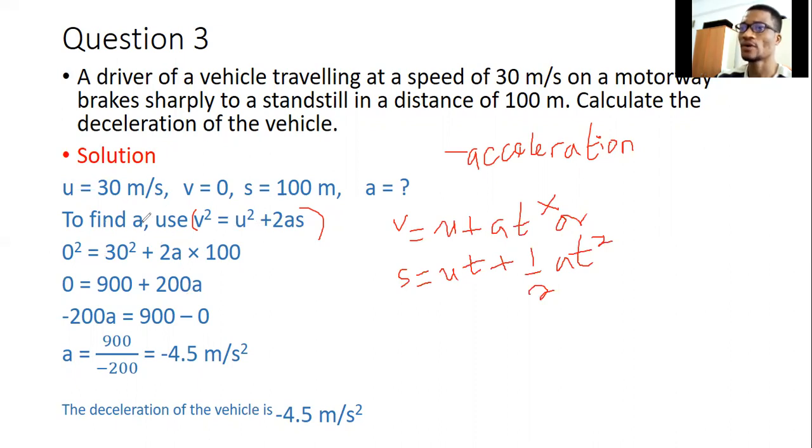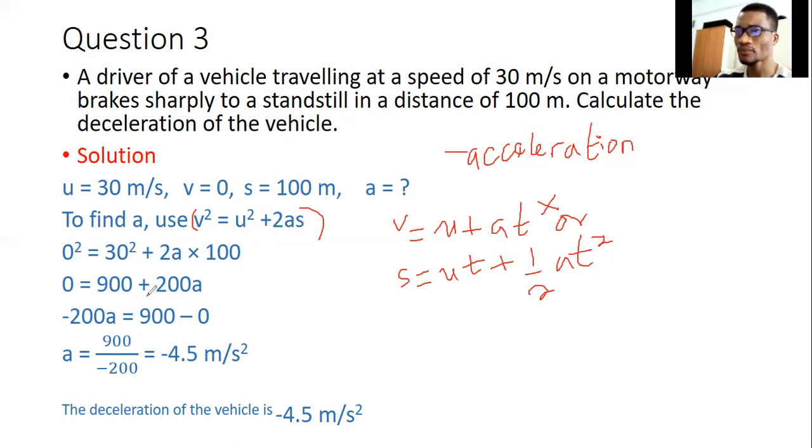So here we have our v squared, final velocity, which is 0 here. I'm showing everything for clear understanding. It equals initial velocity, which is 30 squared, plus 2a times our distance s, which is 100. And of course 0 squared is 0, equal to 30 squared, which is 900, plus 2a times 100, so we have 200a.